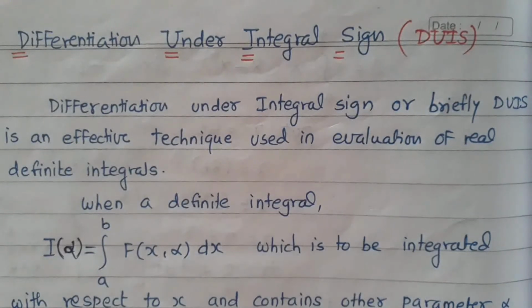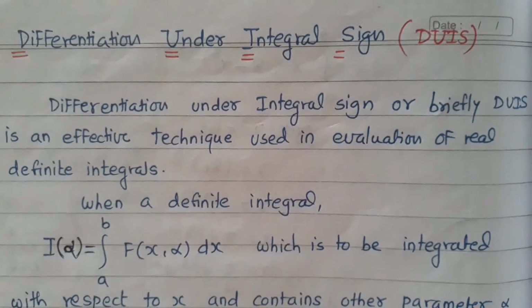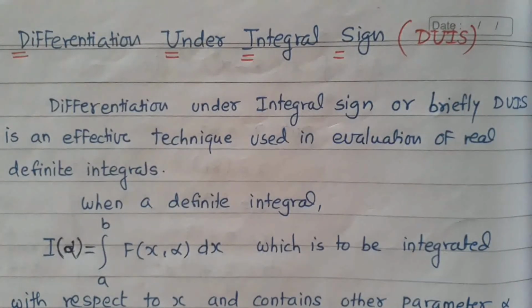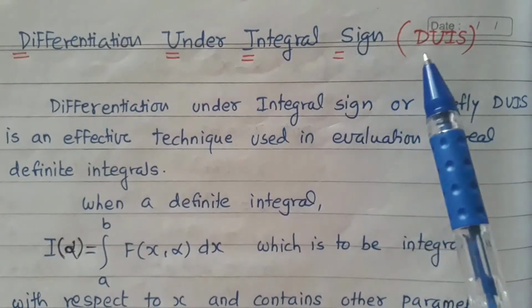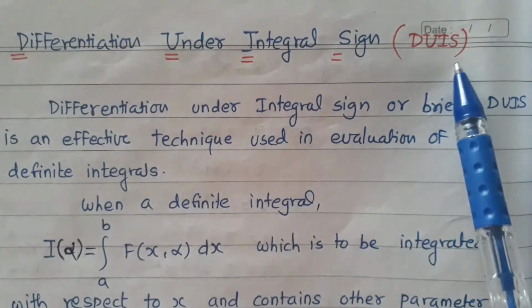Dear students, in previous video lectures, we have seen some techniques for the evaluation of real definite integrals such as beta function and gamma function. Today we will see a new technique, differentiation under integral sign, for the evaluation of real definite integrals. In short, this is called DUIS.